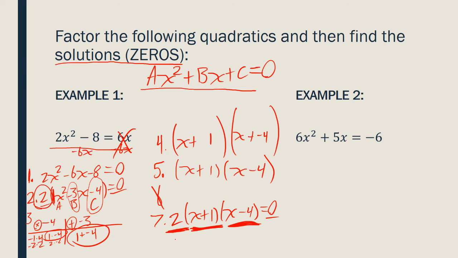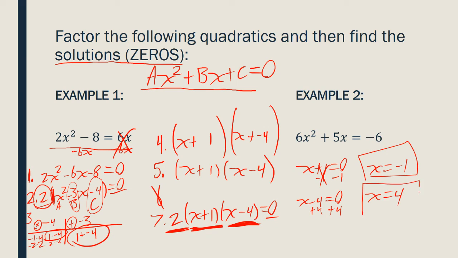Well, 2 will never equal 0, so I'm going to ignore that for a minute. X plus 1 could equal 0, or x minus 4 could equal 0. In order to solve for x here, I subtract 1 on both sides, and I get x equals -1. In order to solve for x here, I add 4 on both sides, and I get x equals 4. So my solutions are x equals -1 and x equals 4.